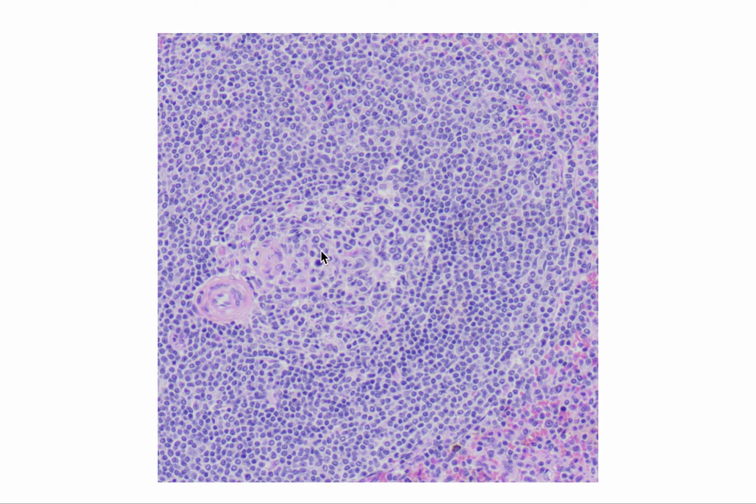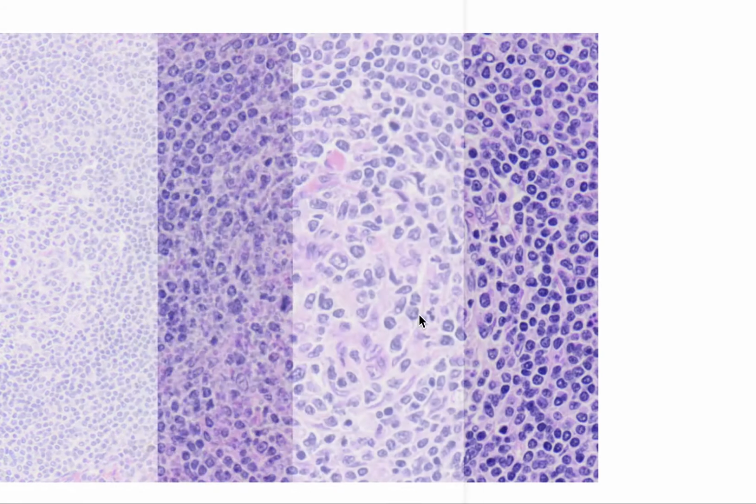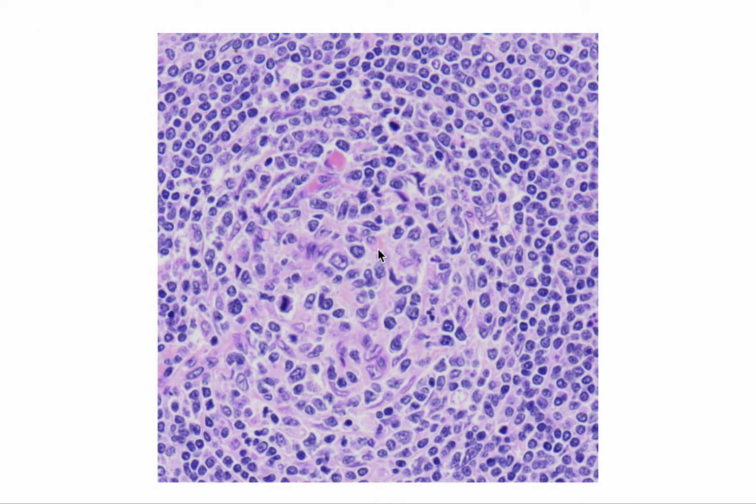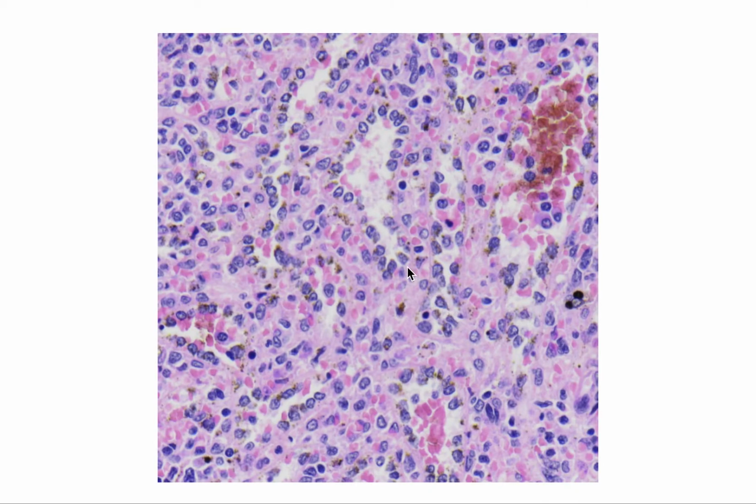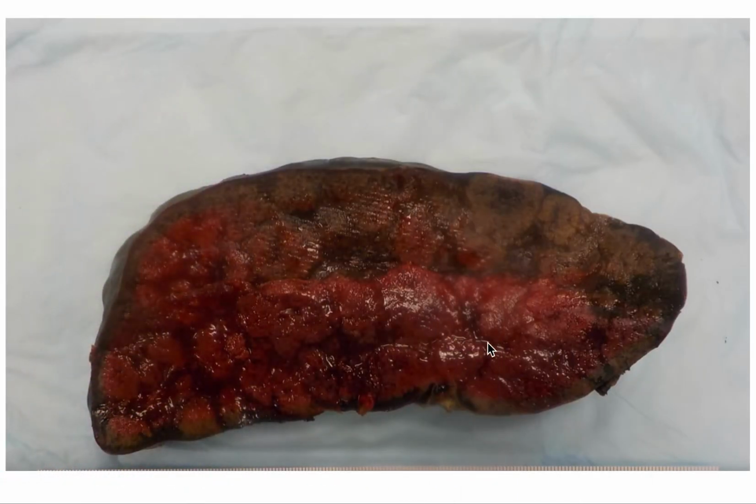Again, like the lymph node, germinal centers with mantle zones, a small vessel. Here again, central germinal centers, mantle zone. And the red pulp, you have sinusoids. These are benign blood vessels. So this is a case of a spleen, but this looks quite different.